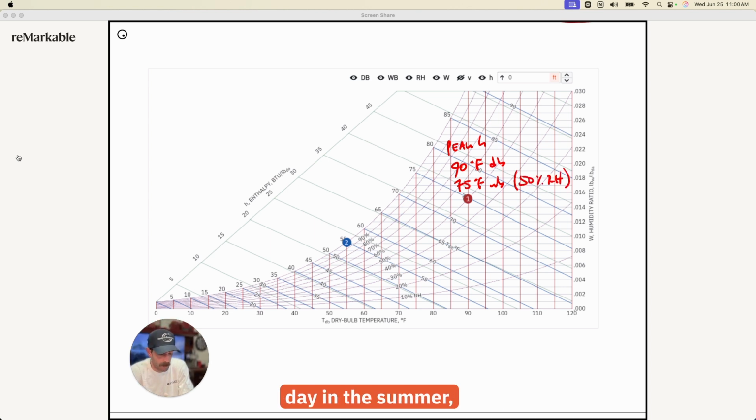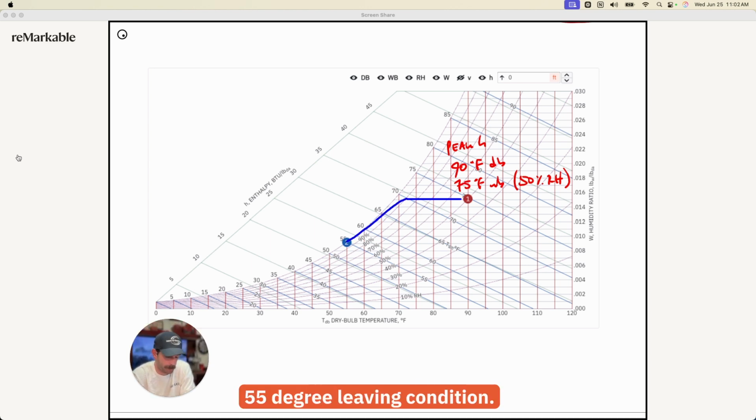It's not your hottest day in the summer, but there's additional humidity. The DOAS unit in our last scenario now has a process curve that looks like this. It's going to cool the outdoor air sensibly until it reaches the dew point, and now there's much more moisture that needs to be extracted to get to a 55 degree leaving condition. Let's run the numbers on this load.